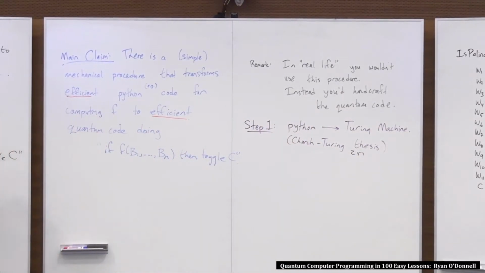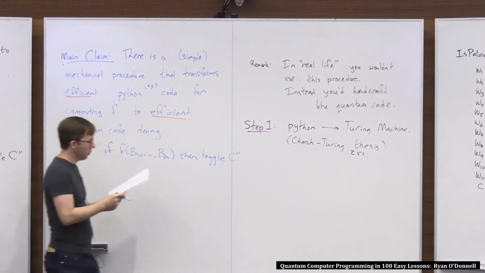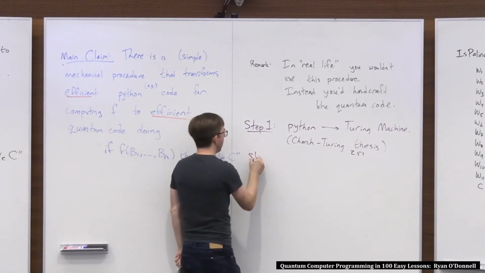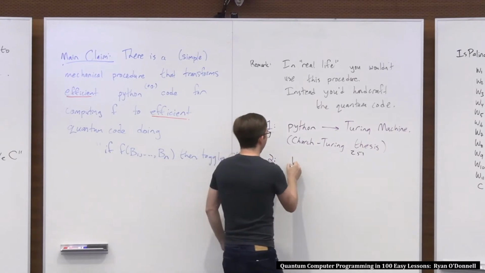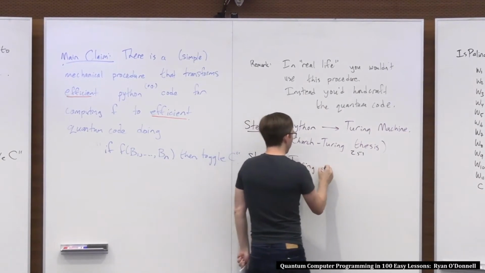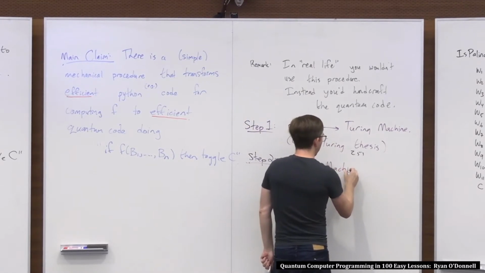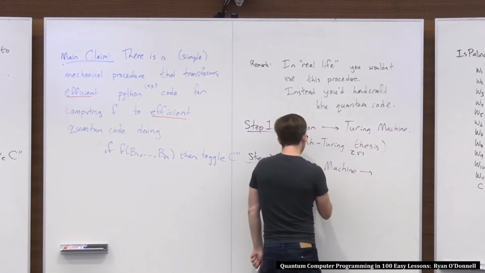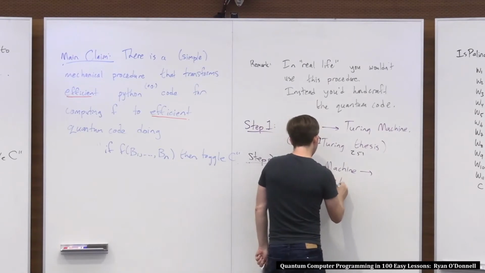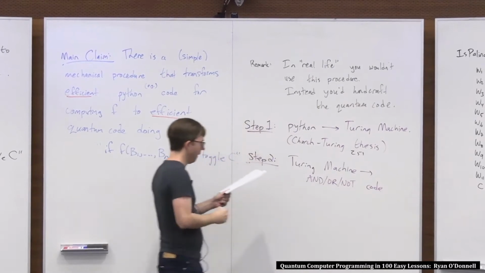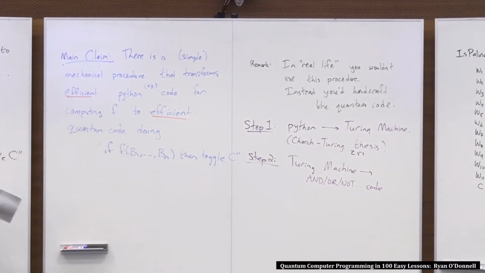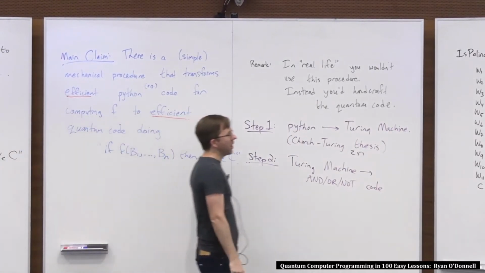Okay, so now you have your code that computes f in the Turing machine programming language. And step 2, I want to convert it to another very simple programming language, which I'll call the and-or-not language. So I want to convert it to and-or-not code. And what is and-or-not code? This is another programming language that I'm just telling you about for the first time right now. But it looks like this.